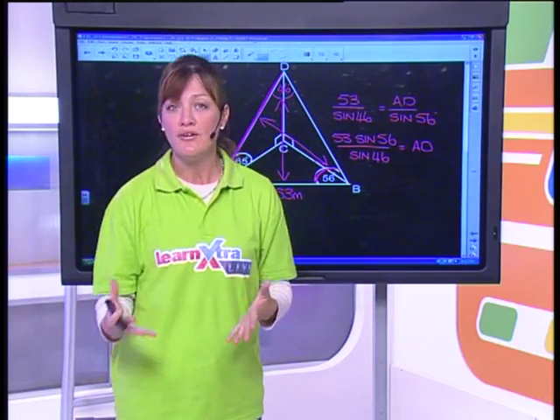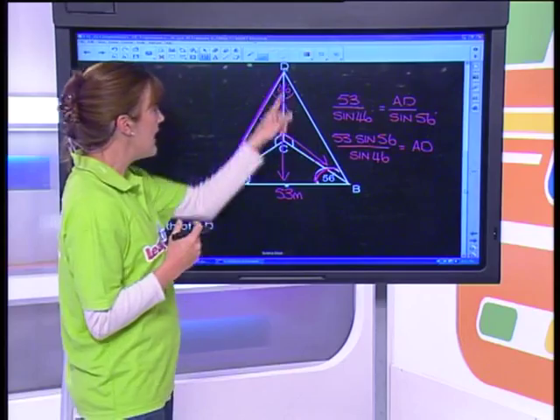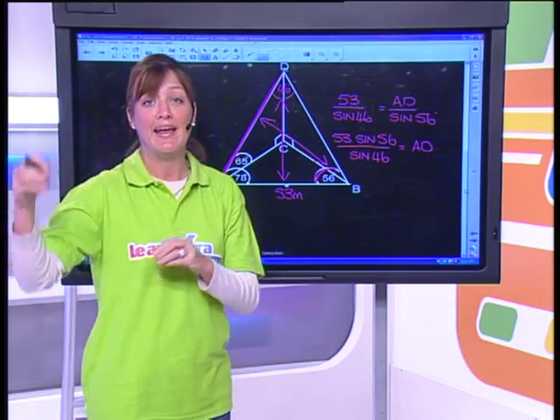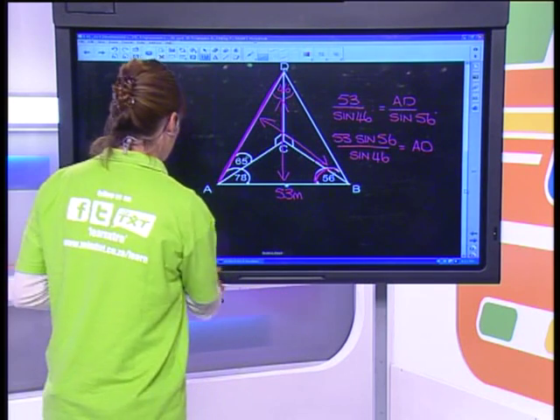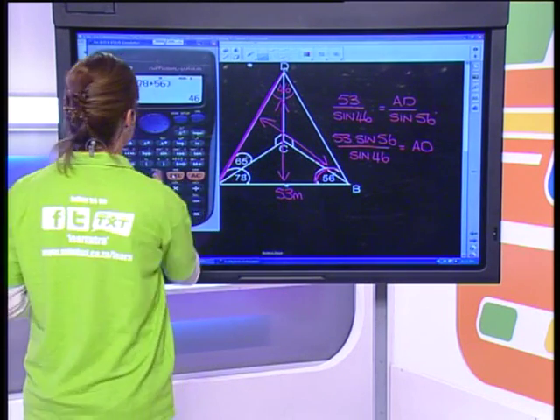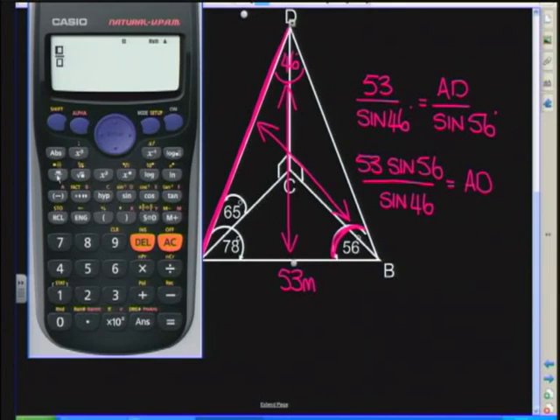Right, so what we used was the sine rule. How did I know to use the sine rule? Because I had an opposite pair of a known angle and a known side. Okay. Right, guys, and then we're going to take out our calculators again, and we're going to work this out. So we've got 53 multiplied by sine of 56 over sine of 46, and we get 61.08.